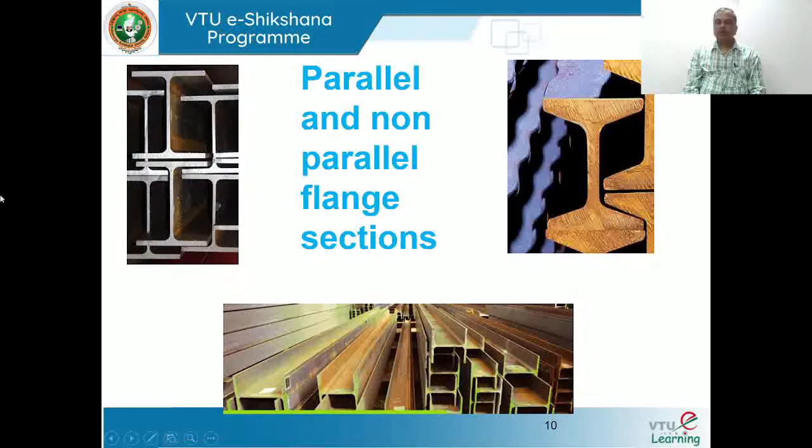And sometimes the member is also subjected to biaxial bending, but in that case the moment of inertia about the y-axis also plays a very important role. But in this case, the moment of inertia about the y-axis is substantially less compared to the value about the horizontal axis. The horizontal axis is referred to as the major principal axis, which is the symmetric axis. And another axis is referred to as the minor principal axis.